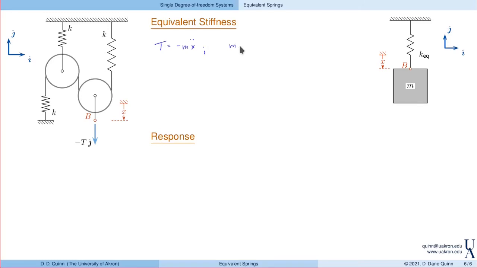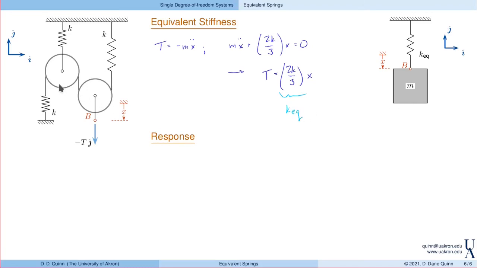And from our equation of motion, we found that mx double dot plus 2k over 3 times x is equal to 0. So solving for mx double dot and using it to identify the tension, we see that T is related to the displacement by something that looks very familiar to a spring, right? In fact, it's equivalent to a spring. And this 2k over 3 looks like the equivalent stiffness of the system.